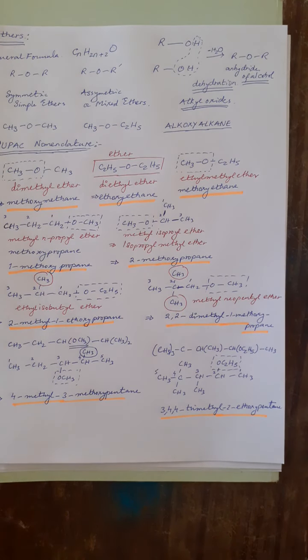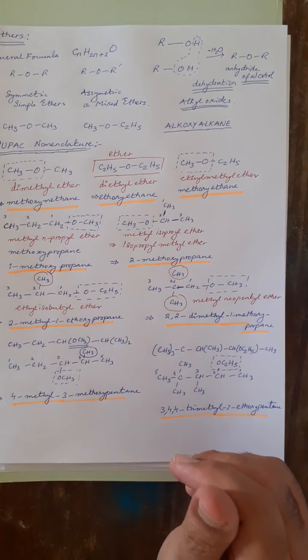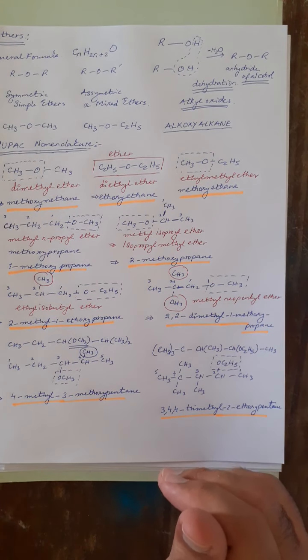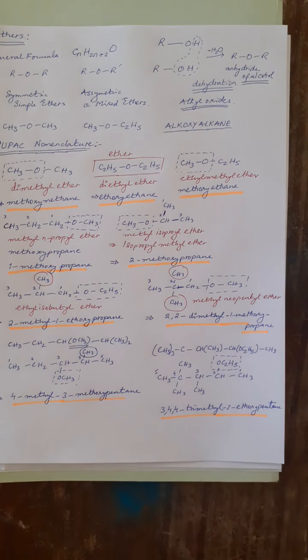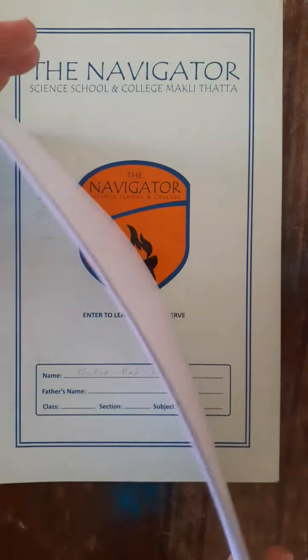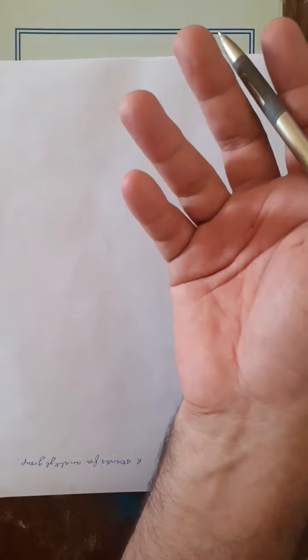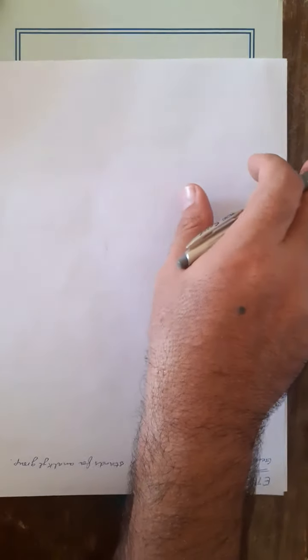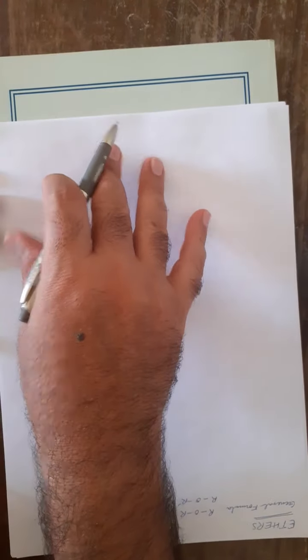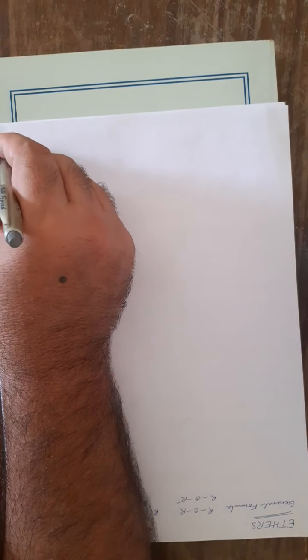What if we have to do the reverse? What if we have to write down the structure from a given name? That would be even easier. So I'll just flip over this page. I'll try to save the pages, because these days we cannot buy the pages. So here we go. What if we have a name and we have to write its structure? It's not very difficult, it's very simple. Let me first start with the first one.